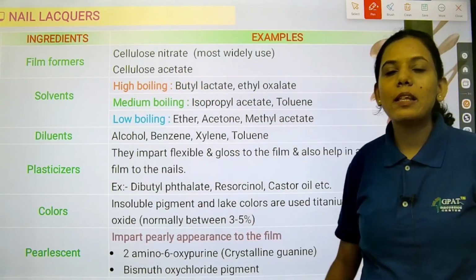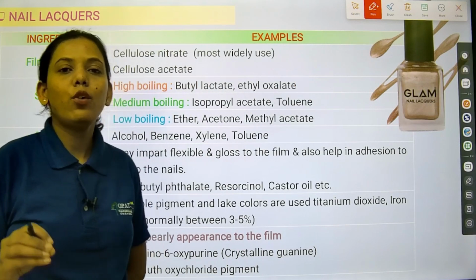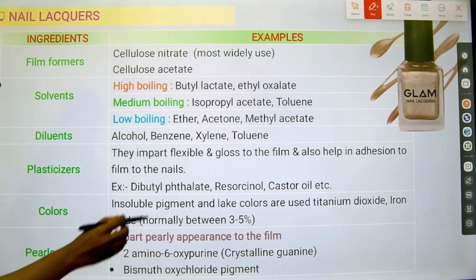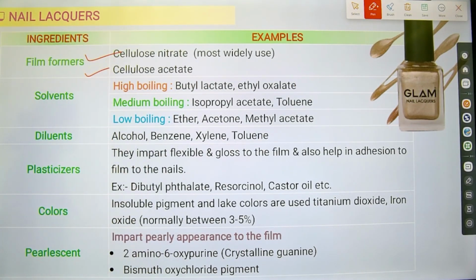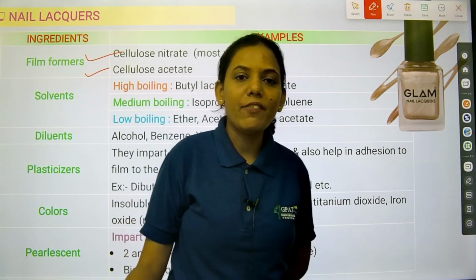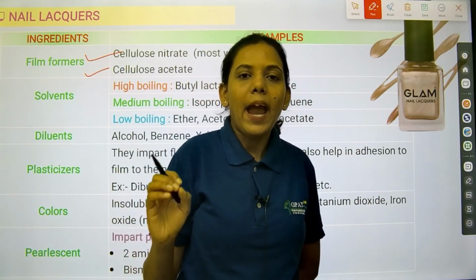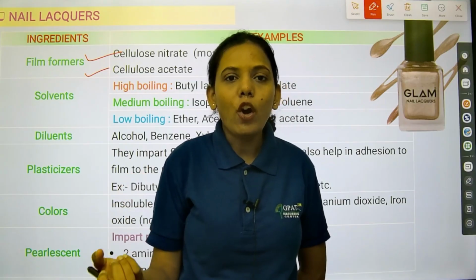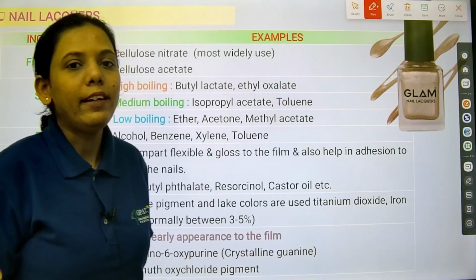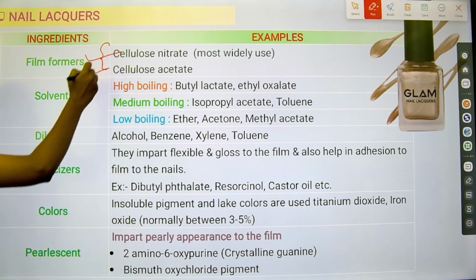Film formers are basically cellulose derivatives. These are polymers, the cellulose nitrates or cellulose acetate. Remember this: mostly cellulose nitrate is widely used in nail lacquers. Apart from that you will have different ingredients, but the primary ingredient helps to form the film, and it makes sure that the film will not come out easily and will remain intact on the surface of the nails. That work is done by cellulose nitrate, which is most widely used, and the next one is cellulose acetate. So these two are the film formers.